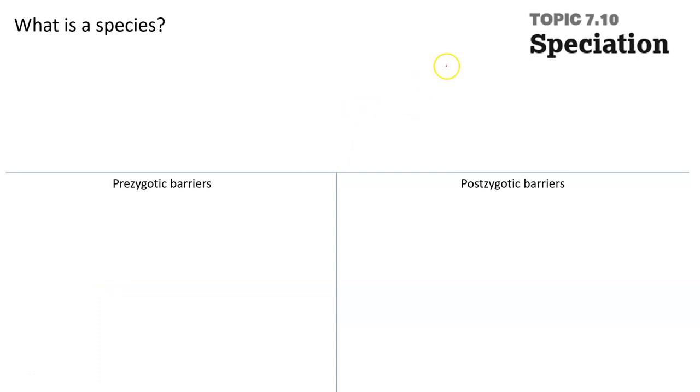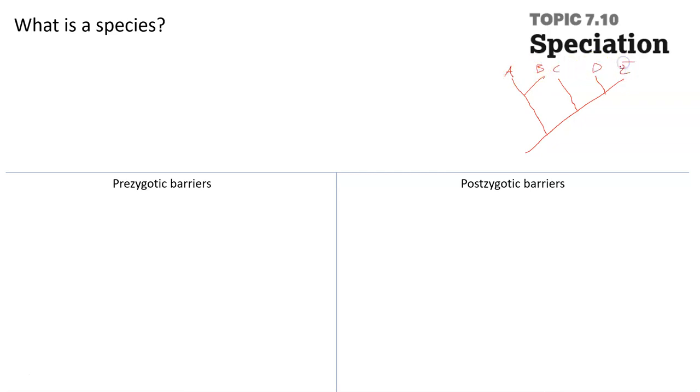Okay, welcome to topic 7.10, speciation. We've already talked about these phylogenetic trees in the past, right? We've drawn these. We've had a bunch of different species coming off. Labeled them A, B, C, D. You can label them whatever you want.